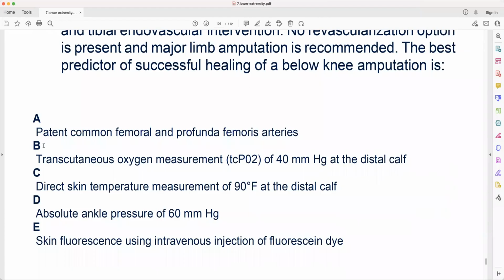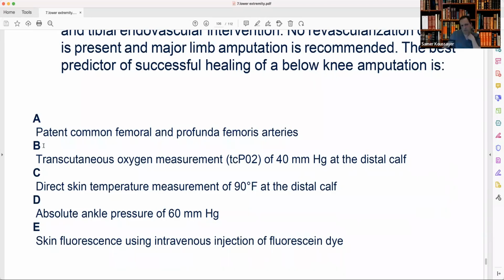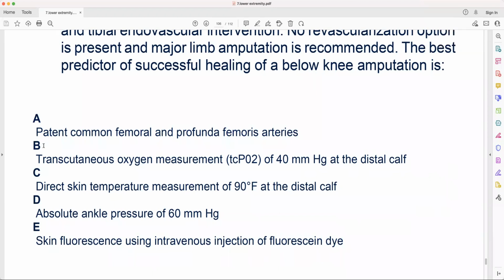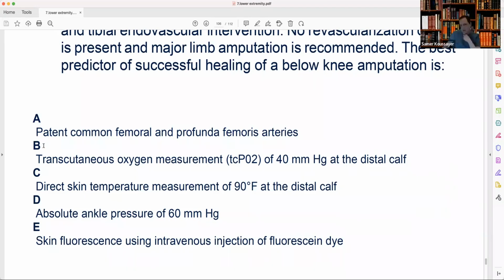Next one, temperature measured of 90 Fahrenheit at the distal calf. No, the transcutaneous is better for that. Absolute ankle pressure of 60 millimeters of mercury. No, this gives you the muscle number. All this gives you the muscle. If you want to know the skin, this will not. It doesn't matter, ABI 60 or above or less will not, because you can have good flow to the muscle and not to the skin.